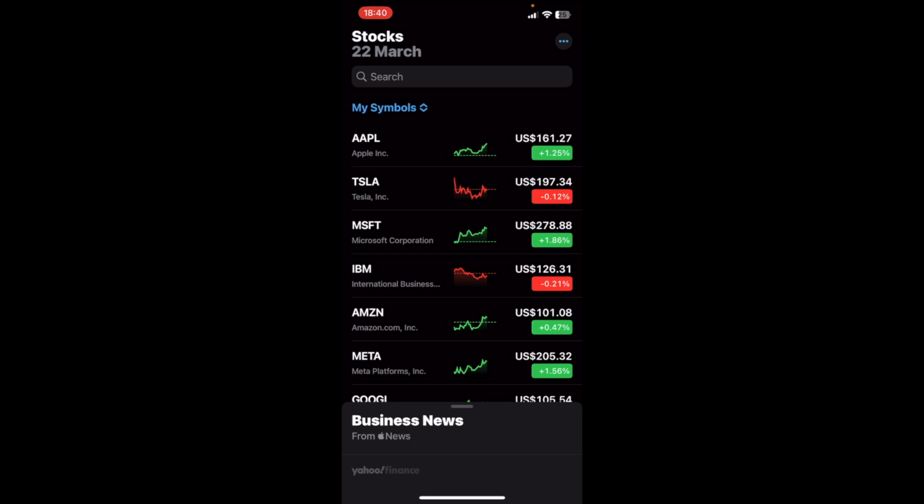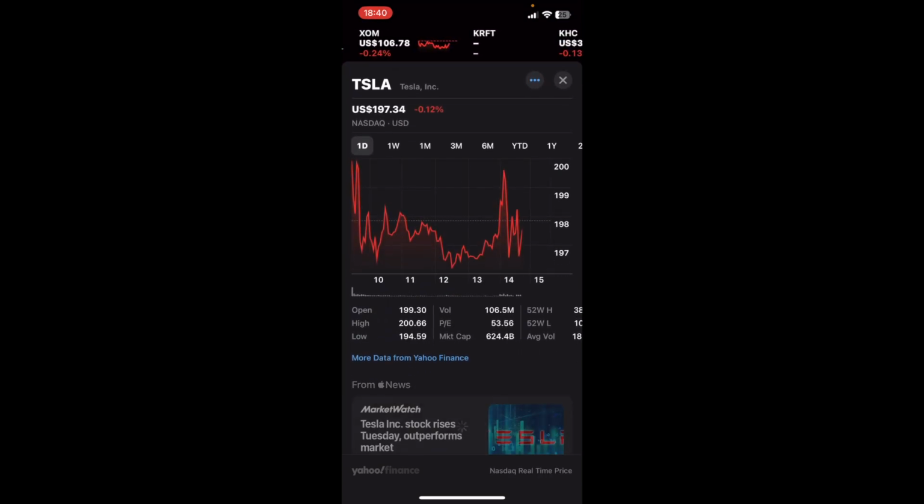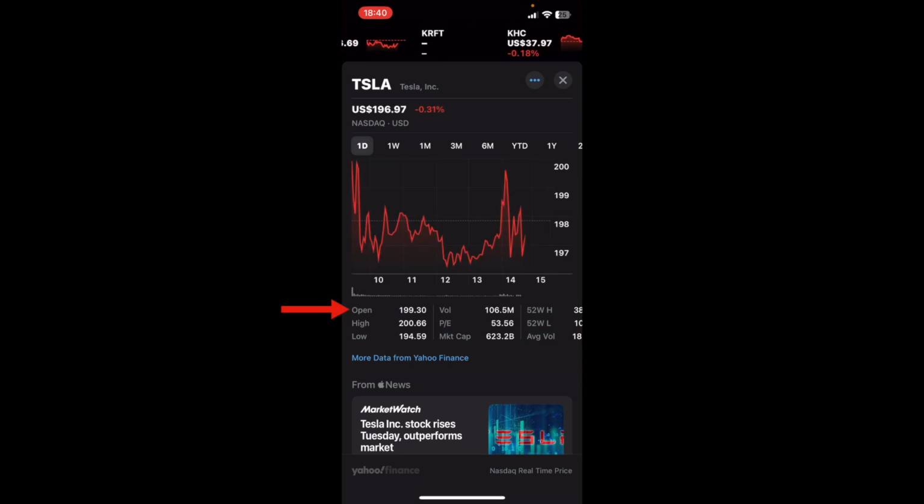Hello, today I'm going to be giving you a full explanation on how to use the Apple Stocks app. We're going to be using Apple and Tesla as examples for this. So if we just have a look at Tesla, currently it's saying the exact price is $196.97.